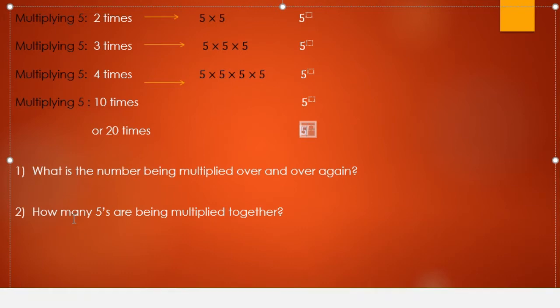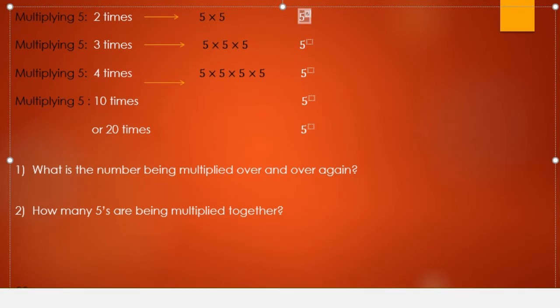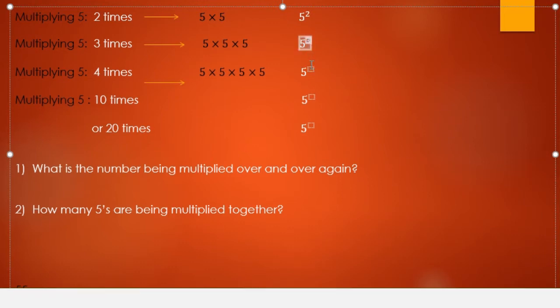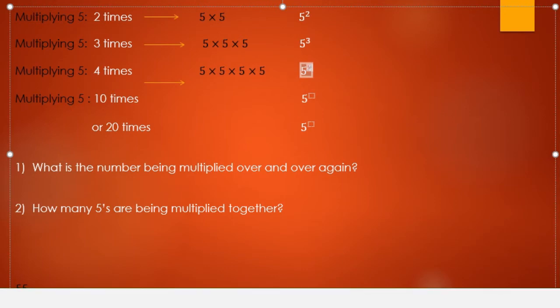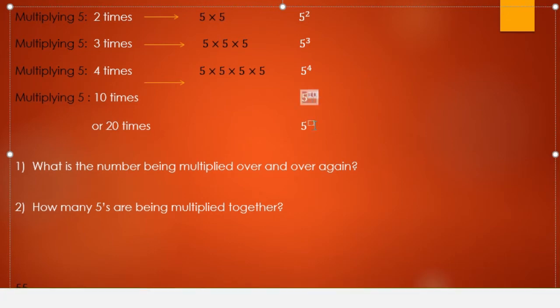The second question is, how many 5s are being multiplied together? Let's start with the first one. Here we have 1, 2, so we are multiplying 5 by itself 2 times. Here 1, 2, 3, so we are multiplying 5 3 times. Here 4 times. Here 10 times. And here 20 times.